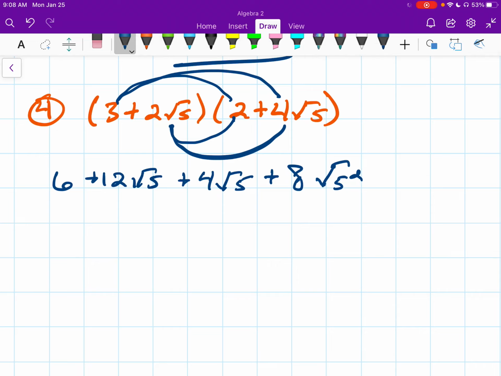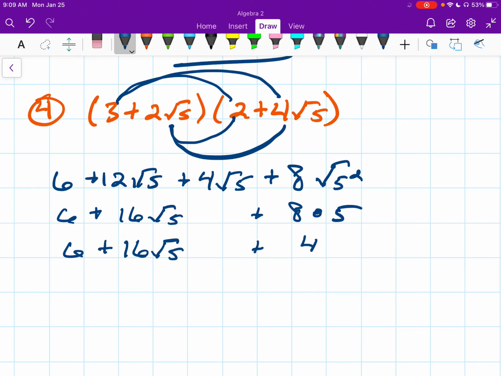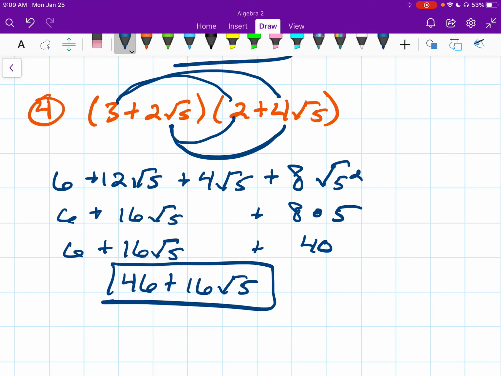So I'm going to try to simplify this a little bit. I'll have 6 plus my 12 and my 4 go together to be a 16 root 5 plus 8 times 5. So this is 6 plus 16 root 5 plus 40, which is 46 plus 16 root 5. There we are. So that's how we would multiply them together.